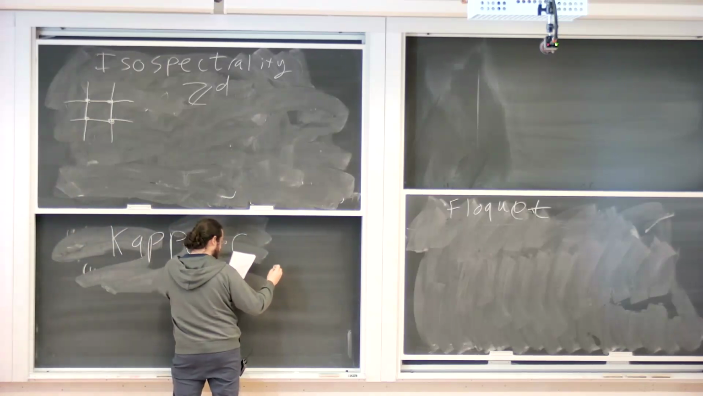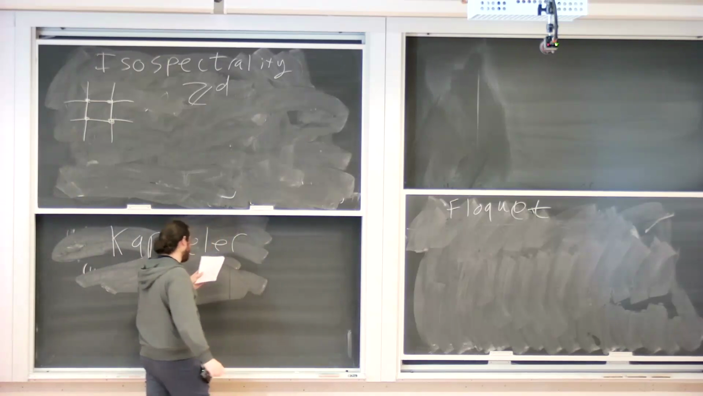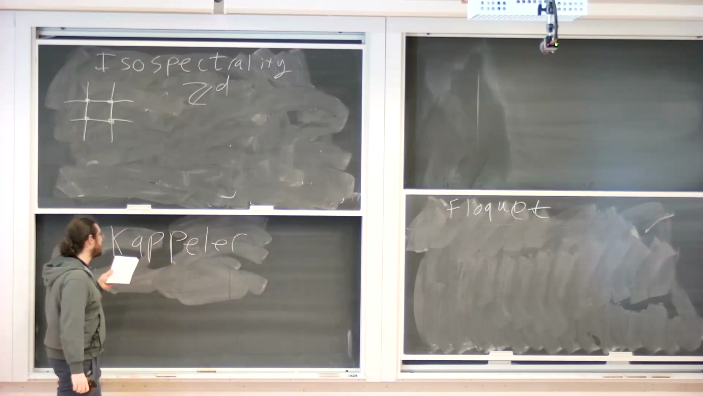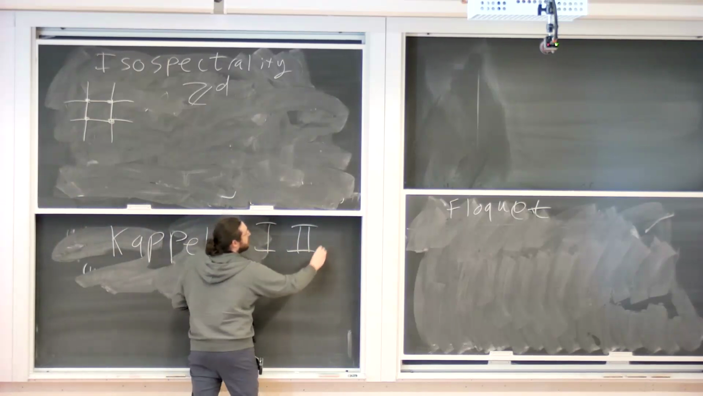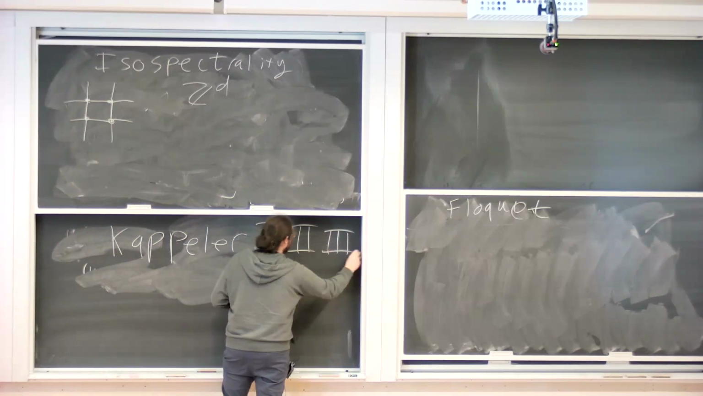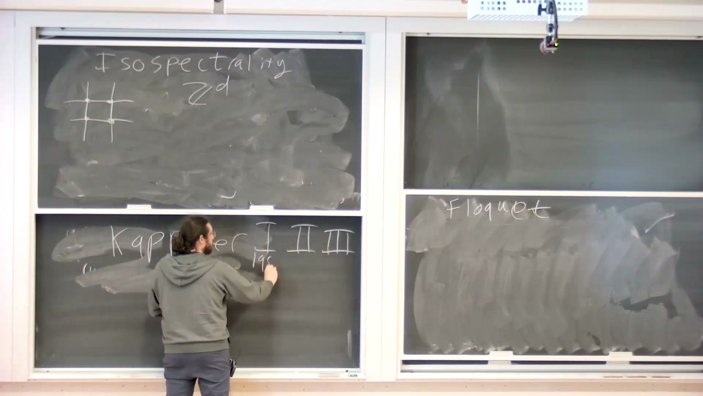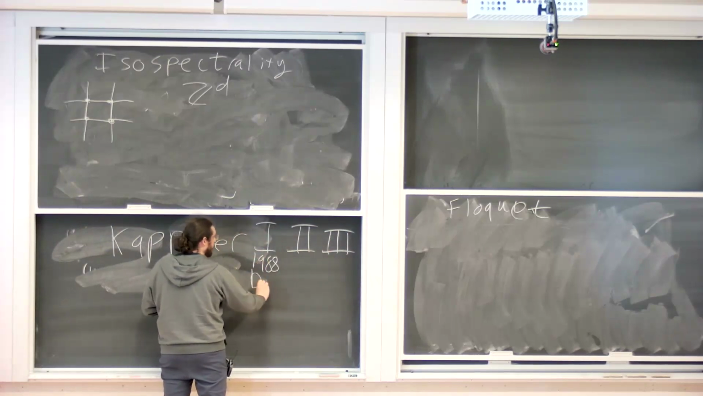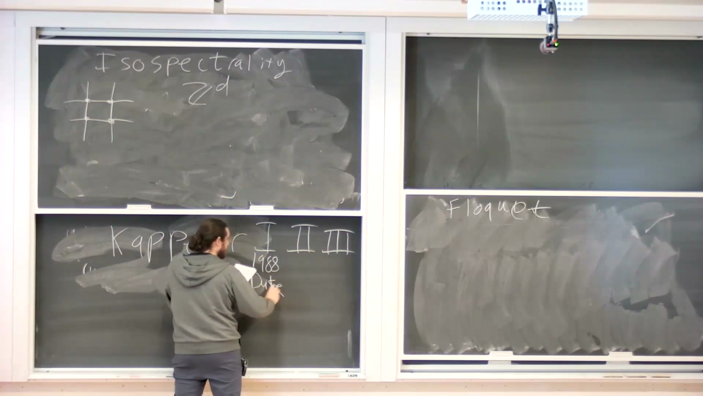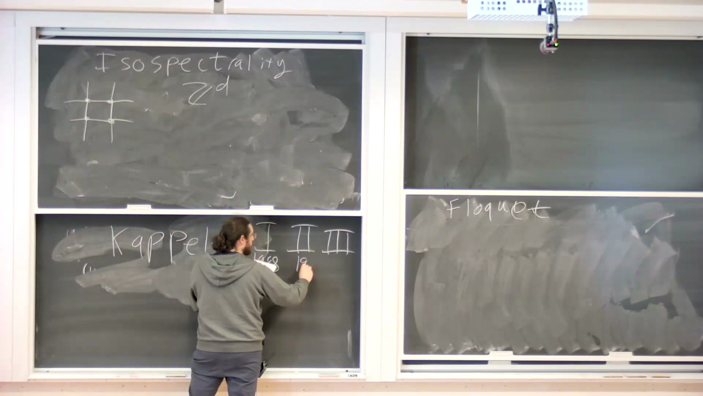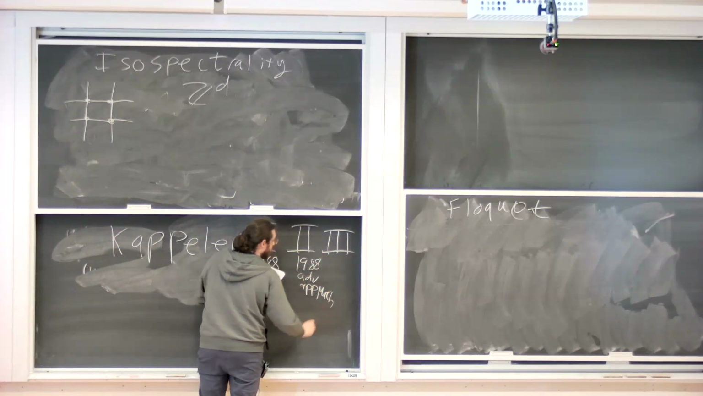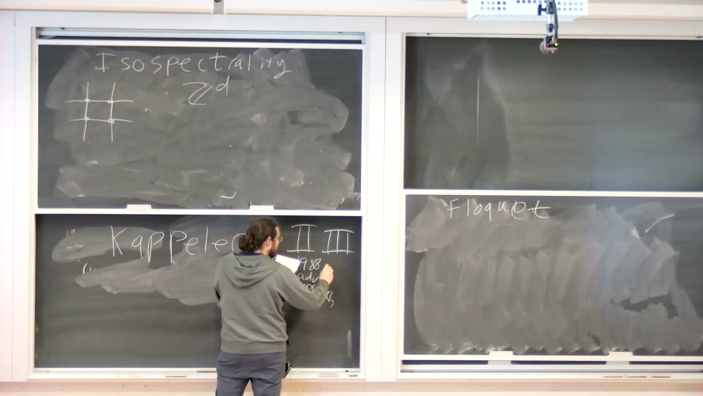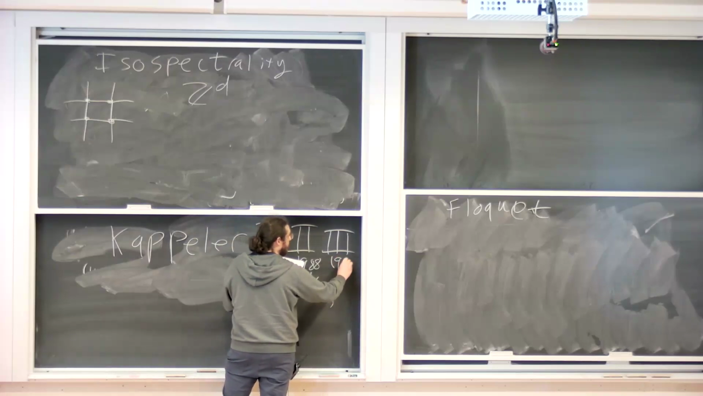These are isospectral potentials on the discrete lattice. This is broken up into a series of 3 papers, and you can find them if you want to. The first one was 1988. The second one was also 1988, in Advances in Applied Math. And the third one was in Transactions in 1989.